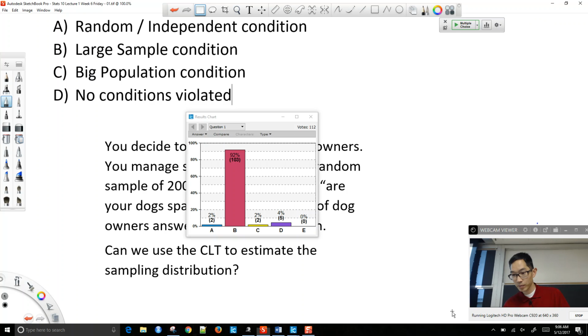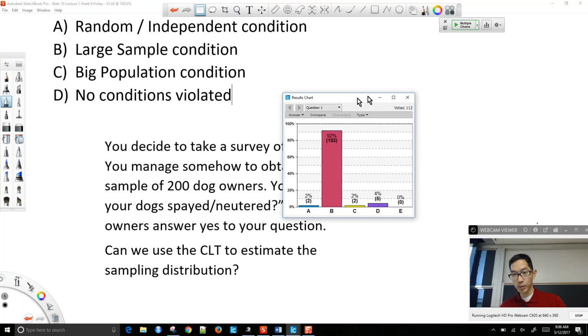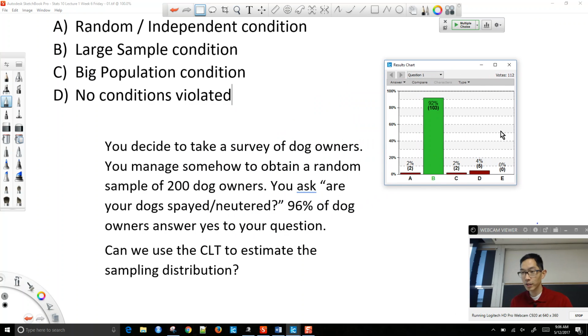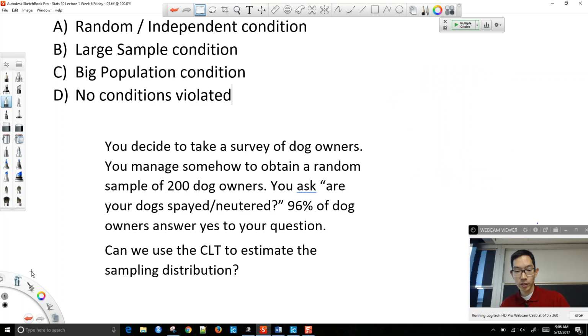Okay, and when we check the answer, the correct answer is B. As we go through the problem, it says we were somehow able to get a random sample, so condition A has been met. And as far as the large sample condition, we have 96% of dog owners saying yes. So we need at least 10 yeses and 10 nos.